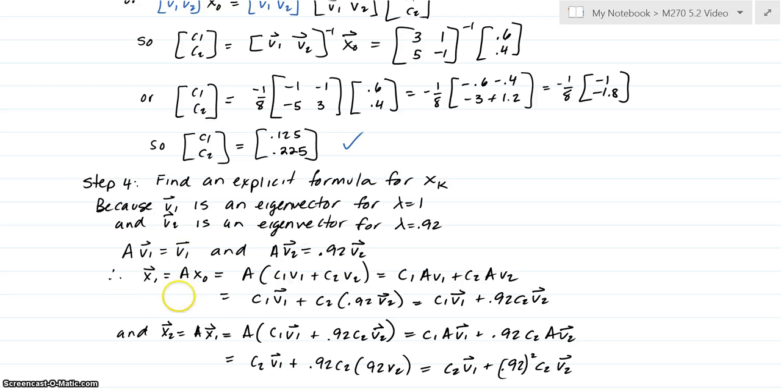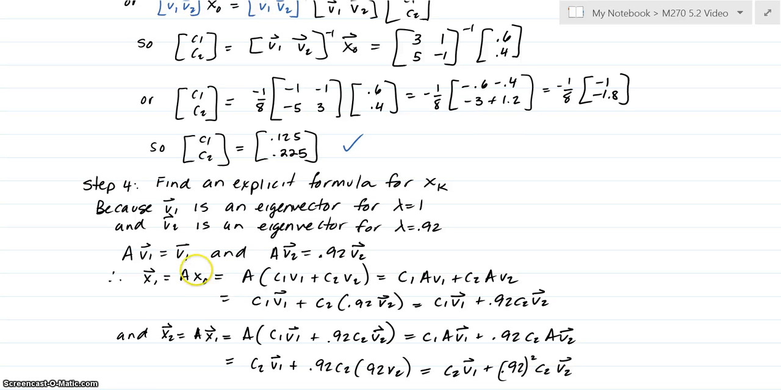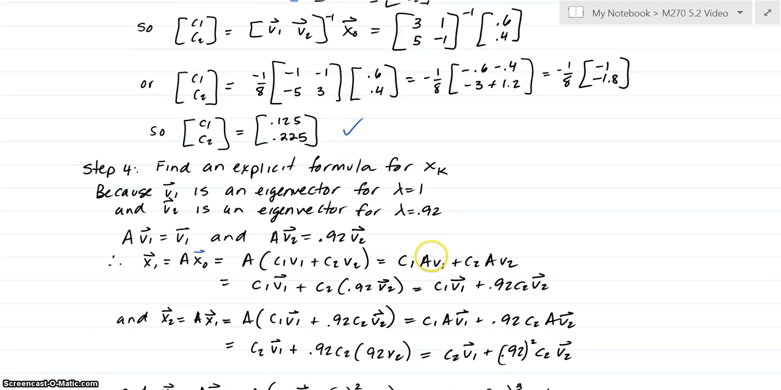And I'm just going to do this recursion formula. x1 we know is Ax0. So I plug in my x0 there from above. This is what x0 was. And I can bring my A through. So we know this is just A v1, and this is A 0.92 v2. So I get that formula.